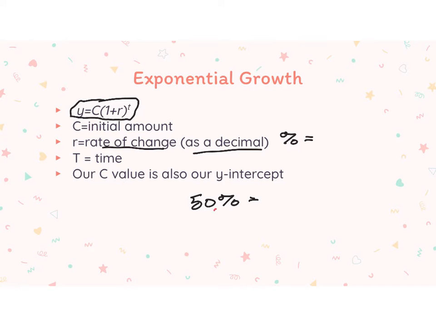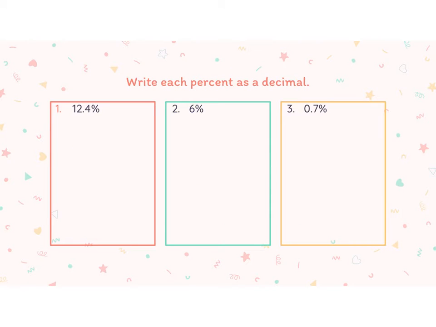We would move our decimal 1, 2. And so 50% is 0.5. One way to think of it is 100%, moving 1, 2, is equal to 1.0. So think about your percents and moving the decimals and making sure you can keep it straight. So write each percent as a decimal. 1, 2. This is 0.124%.